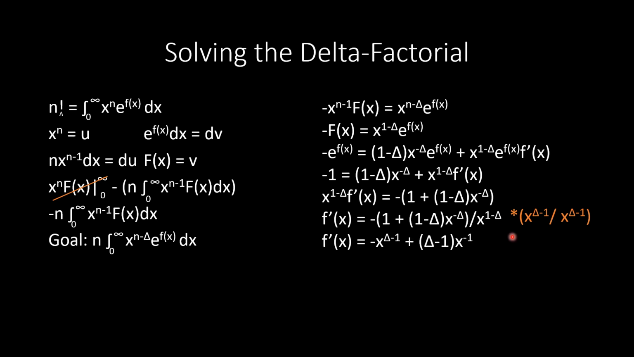Doing so, we can find the following form for the derivative of f. F prime of x equals minus x to the delta minus 1 plus delta minus 1 times x to the minus 1, where this delta minus 1 comes from distributing the negative into this 1 minus delta factor.